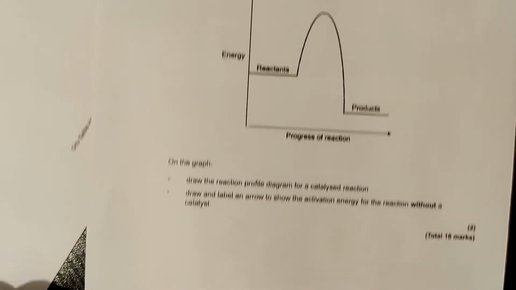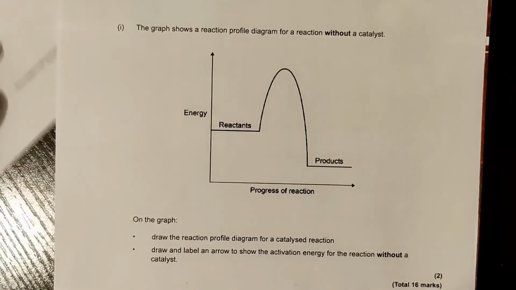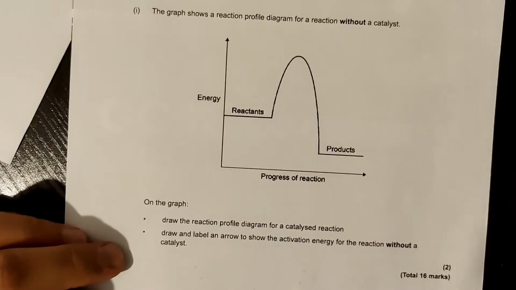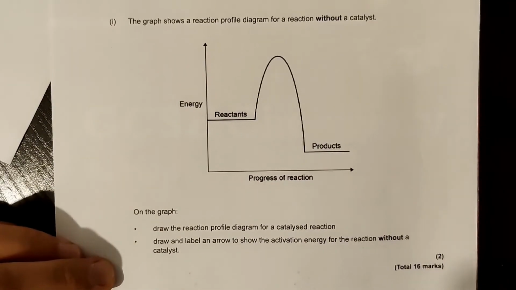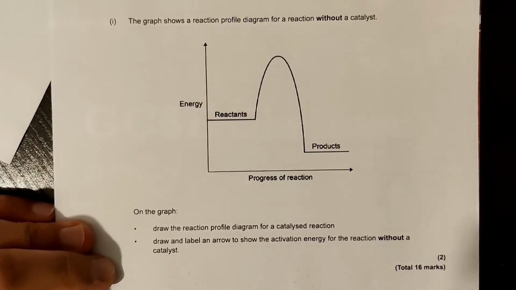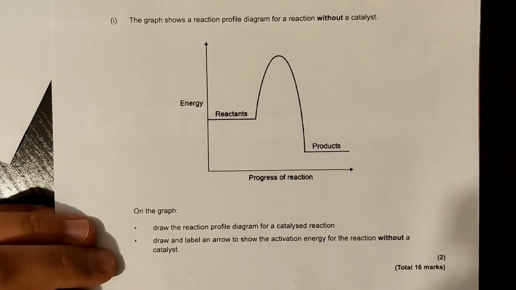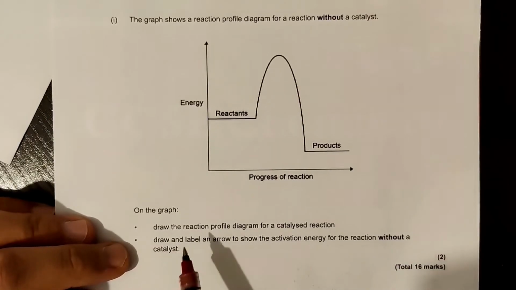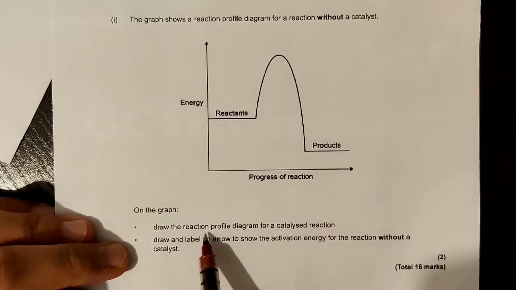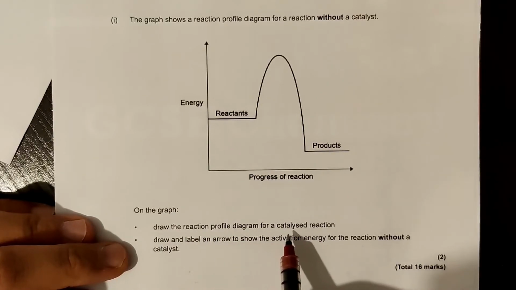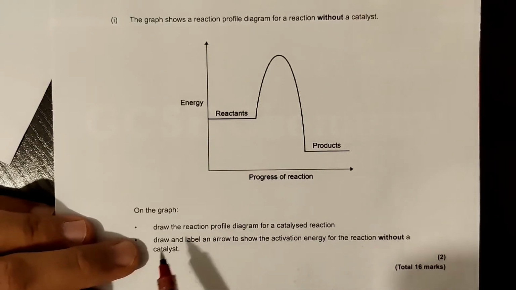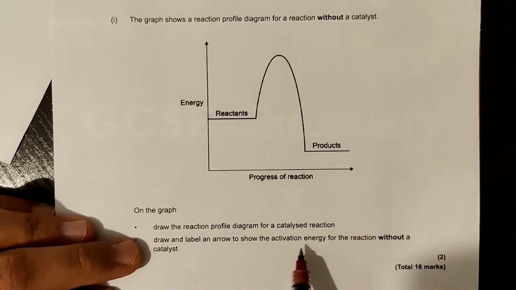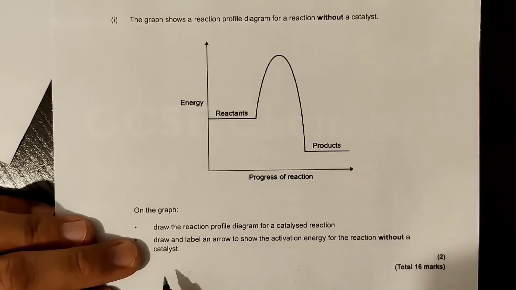Now at the back here we've got one more question. This is just adding a little bit of energetics, looking at endothermic and exothermic reactions. It says the graph shows the reaction profile diagram for the reaction without a catalyst. Draw on the graph the reaction profile diagram for the catalyzed reaction. Draw a label and arrow to show the activation energy for the reaction without a catalyst.